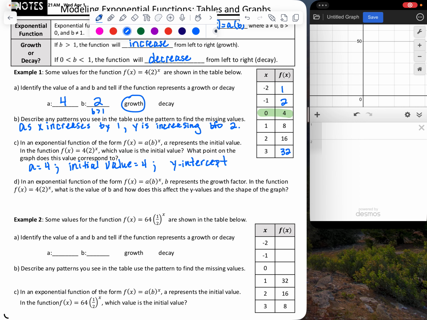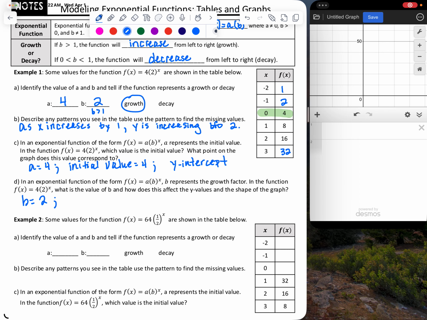All right, problem D. In an exponential function of the form f of x equals a times b to the x power, b represents the growth factor. In the function f of x equals 4 times 2 to the x, what is the value of b, and how does this affect the y values? Well, we've basically already answered this question, because we said that b, or the base, is 2, and it wants to know how this affects the y values and the shape of the graph.